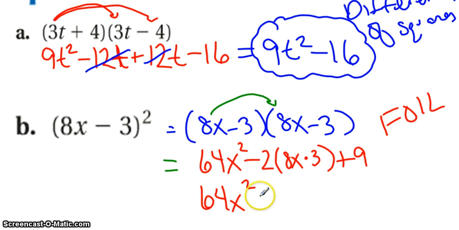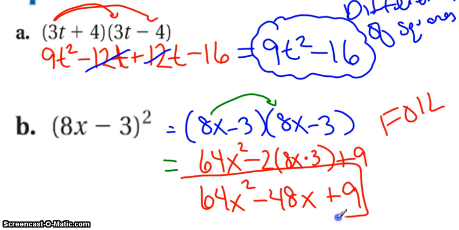24 times 2 would be negative 48x plus 9. Okay? Let me just double check real quick. Yes. Okay, that's right. Alright, so we've done all of this before. We actually went backwards. We factored this and we got these two binomials. Okay, so you should be familiar with that.